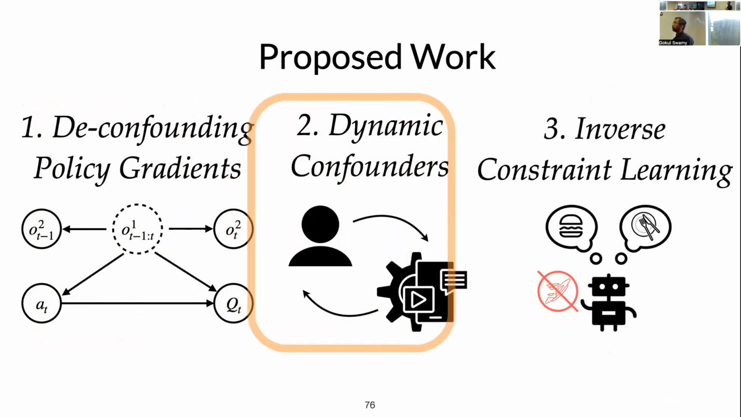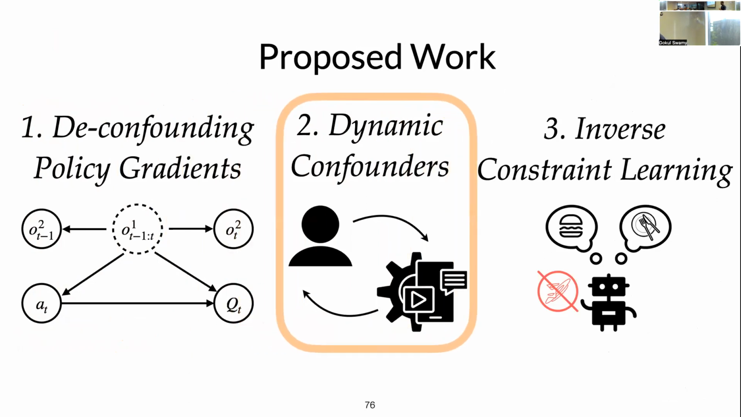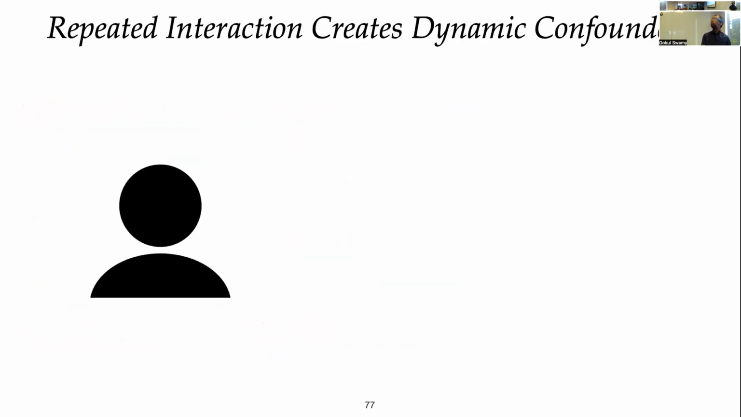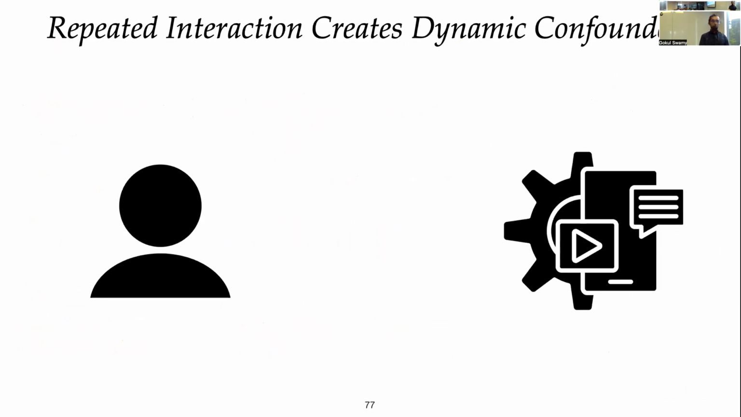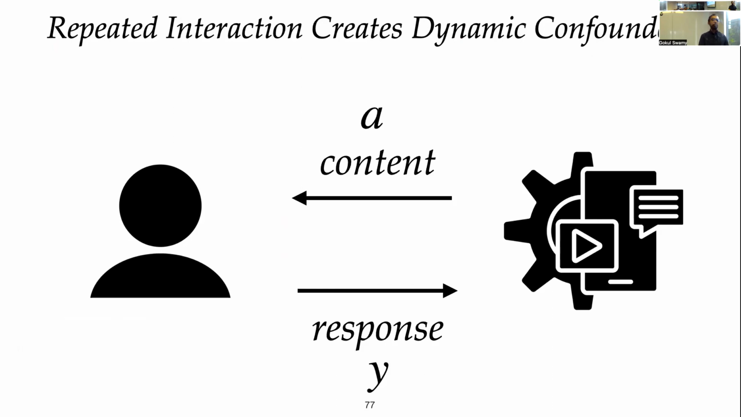So once again, these are problems where you don't have a static piece of unobserved information that influences the behavior of whatever you're trying to model. It's something that actually evolves over time in response to what your policy does. I think the most canonical example of this in my head is when you have repeated interaction with a user. So let's say we have a user interacting with a recommender system. The recommender system gives them content and they respond in some way, maybe by clicking on a video, liking certain posts, stuff like that.